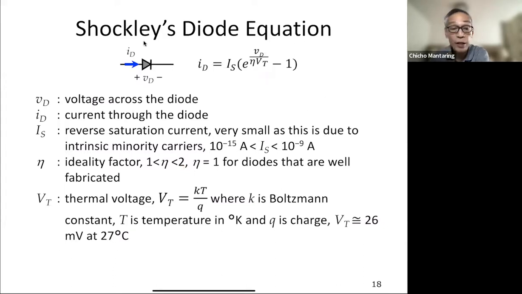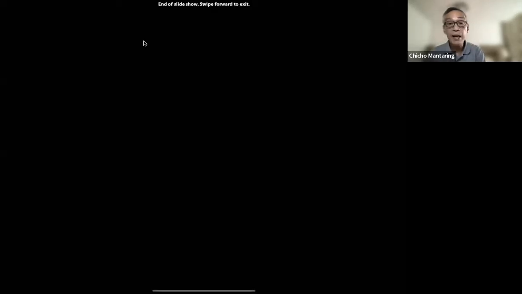And then V sub T is our thermal voltage, kT over q, where k is Boltzmann's constant, q is the magnitude of your electron charge, and T is temperature in degrees Kelvin. Usually we use the approximation of 26 millivolts at 27 degrees centigrade. So that's my last slide.